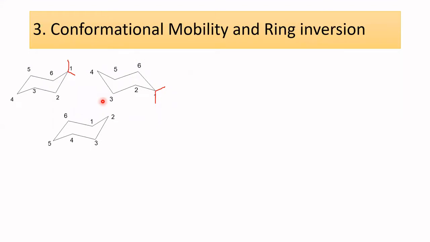They are not the same. Now suppose I have to avoid this pseudo rotation, what do I have to do? I have to create more steric crowding somewhere here. If I create steric crowding here, definitely they will not change from one structure to another structure. But is it possible for cyclohexane? Can you give me one example where I can avoid this kind of ring flipping in the case of cyclohexane?